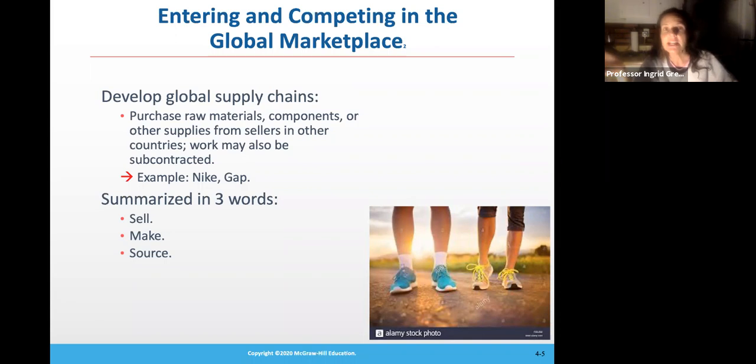And so entering and competing in the global marketplace is summarized in three main points: sell, make, source. Sell is where your clients are, who you're selling to. Making is where you're manufacturing things. And then your source, where you're getting your supplies. All opportunities for globalization.